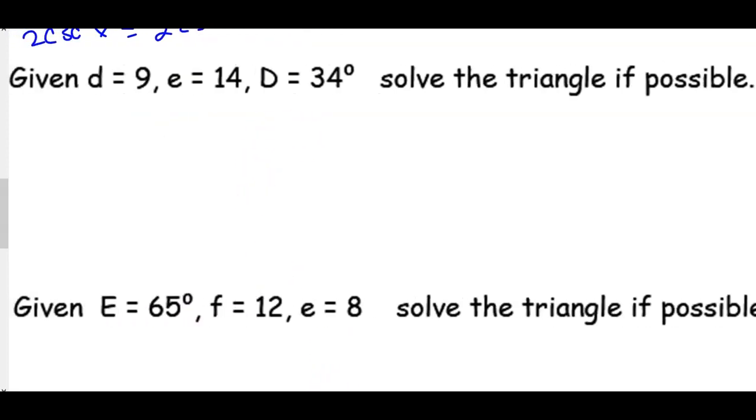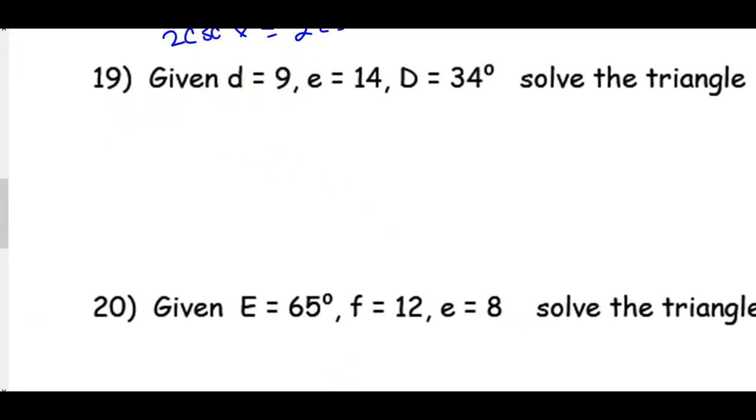It says solve the triangle if possible. So given this triangle, I'm just going to make a quick sketch. So we have D, so I'm going to go DEF. Big D is 34, little d is 9, and little e is 14. So this right here is going to be side-side-angle, so we definitely have to check for an ambiguous case. If you remember, with side-side-angle, you have to check for the ambiguous cases.